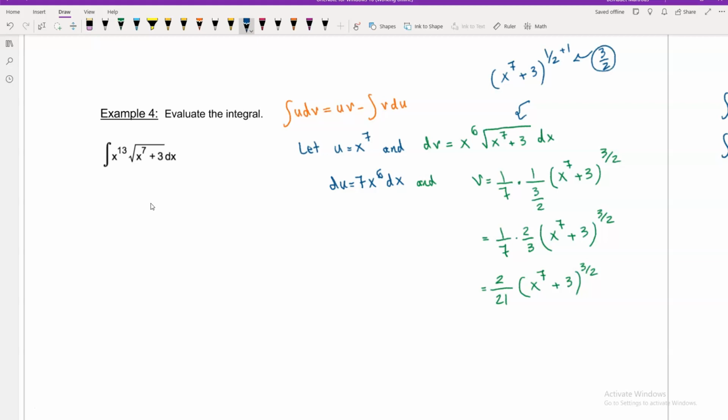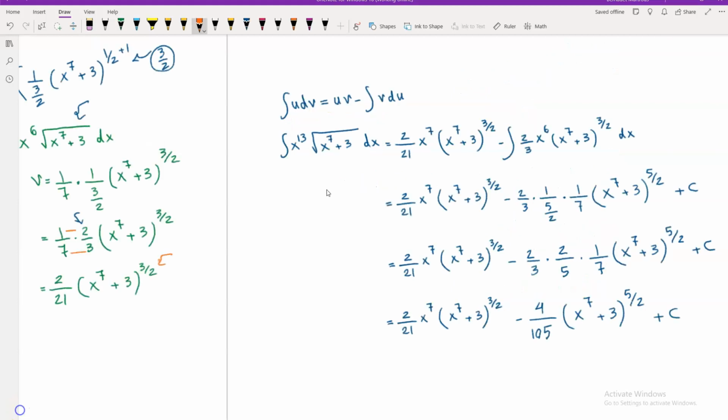Use that same power in the denominator, so 1 over 3 over 2, and that will be the same as writing 2 over 3. So v is equal to 1 over 7 times 2 over 3 times x to the 7th power plus 3, and the power is 3 over 2. Now simplify, so multiply what we have here, 1 times 2 and 7 times 3. So we have 2 divided by 21 times x to the 7th power plus 3, and the power is 3 over 2.